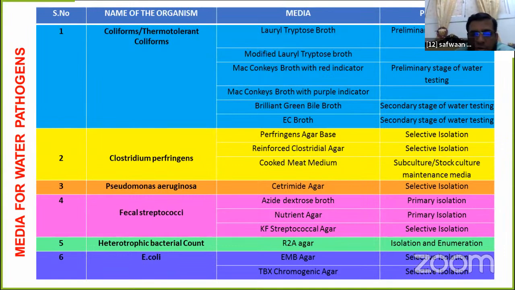For Clostridium perfringens, we have perfringens agar or reinforced Clostridial agar and cooked meat medium. For Pseudomonas aeruginosa, of course, cetrimide agar is a selective medium. These are the media for other organisms, fecal streptococci and heterotrophic bacteria. And for E. coli, we have EMB and TBX chromogenic agar.